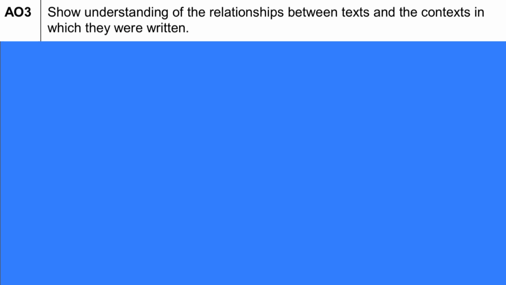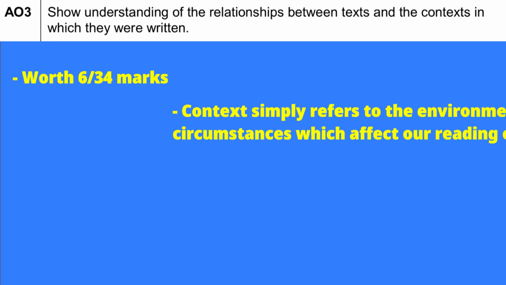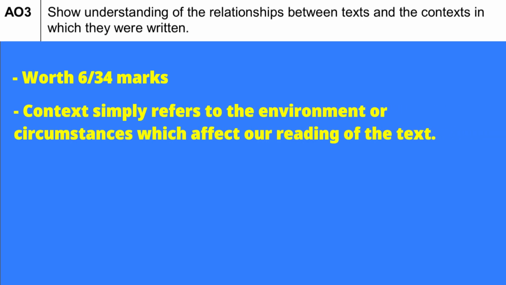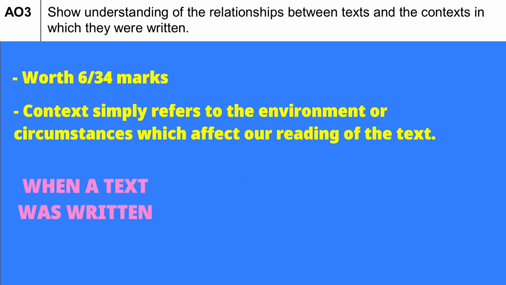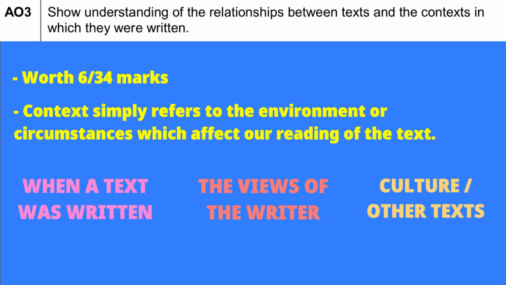The next mark criteria is AO3, which is worth 6 out of 34 marks. AO3 requires students to show understanding of the relationships between texts and the contexts in which they were written. Context simply refers to the environment or circumstances which affect our reading of the text. This can be details like the influence of the time it was written, or the views and attitudes of the writer, which link to the text, or things like culture or other texts which influenced it. For AO3, it is vital that the context links to the question. You will not be awarded marks if you simply show historical knowledge which is not relevant to the question at hand.